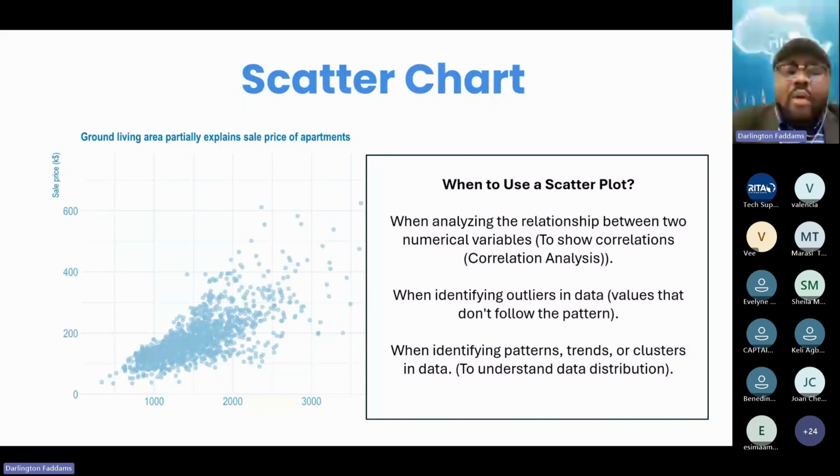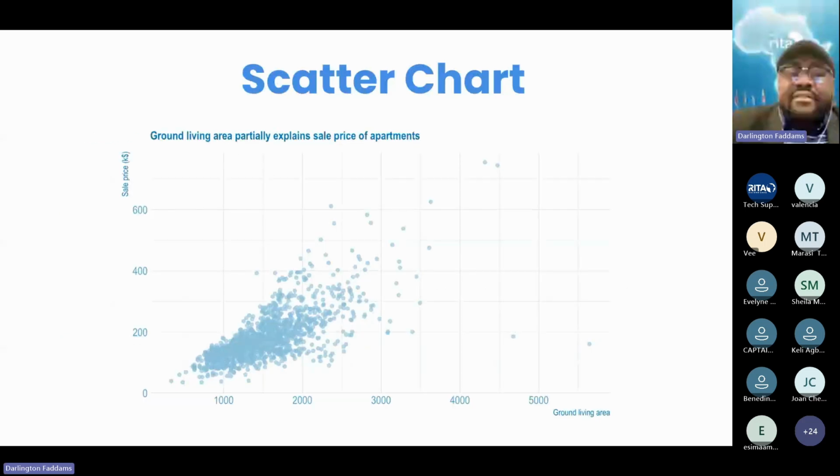Also, when you want to identify outliers in the data, outliers refers to values that don't follow the pattern. And so if you look at this particular data, you can tell whether we have outliers. Do we have outliers in this data, just by looking at this? Sometimes you want to report whether the data has outliers or not. In data analysis, we have a term called outliers, and outliers refers to values that don't follow the pattern.